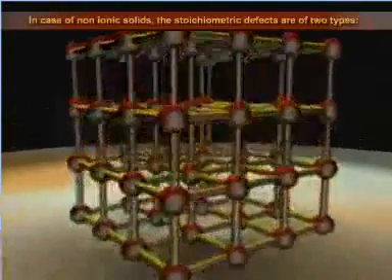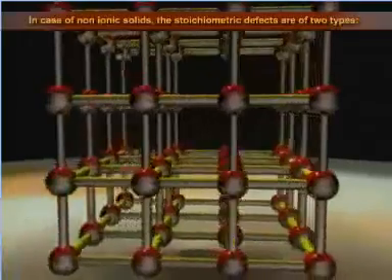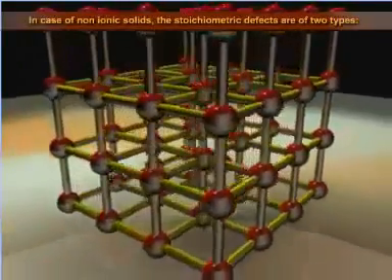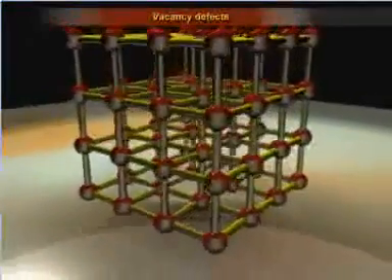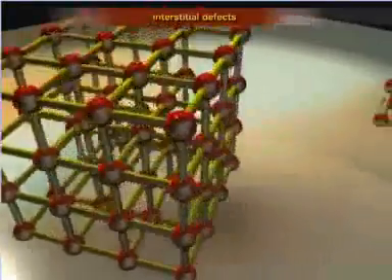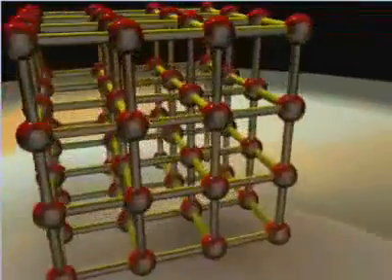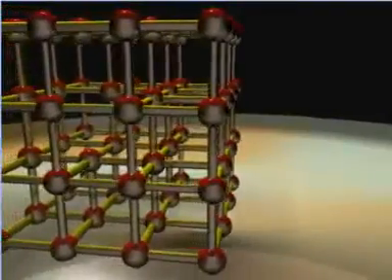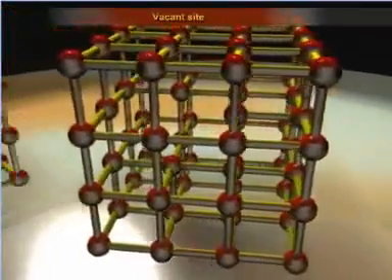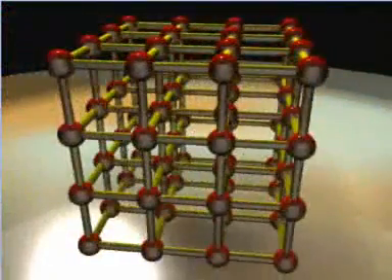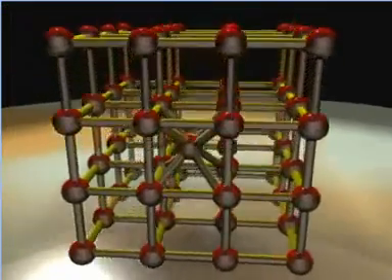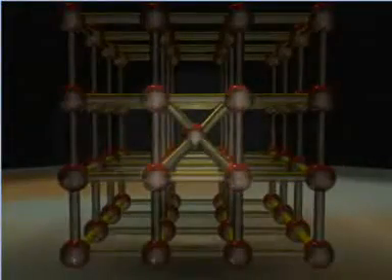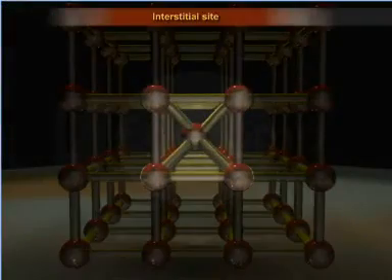In the case of non-ionic solids, the stoichiometric defects exist in two different forms: vacancy defects and interstitial defects. A vacancy defect arises when a constituent particle leaves its lattice site, creating a vacant site in the crystal lattice. Alternatively, an interstitial defect arises when a constituent particle occupies an interstitial site in the lattice.